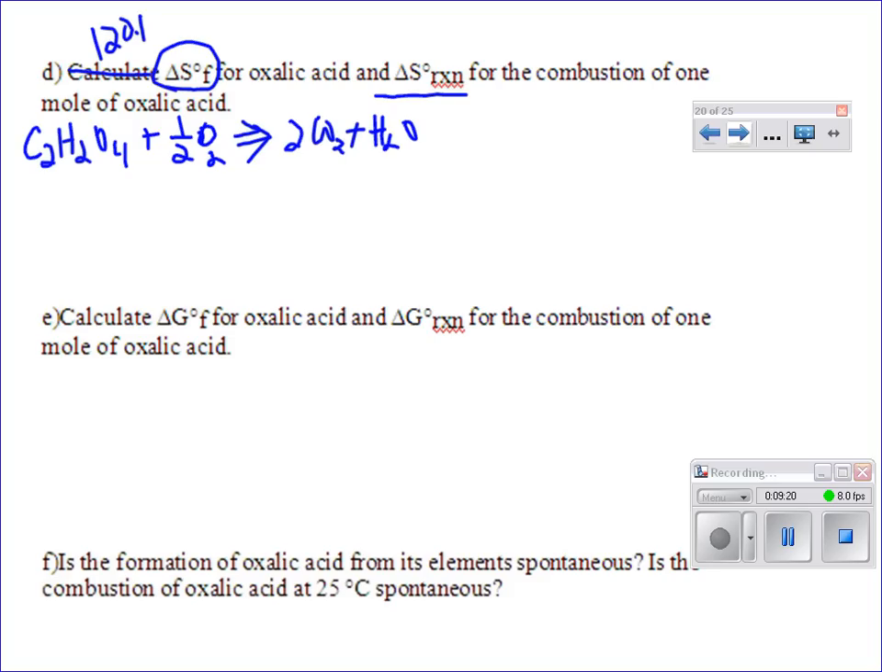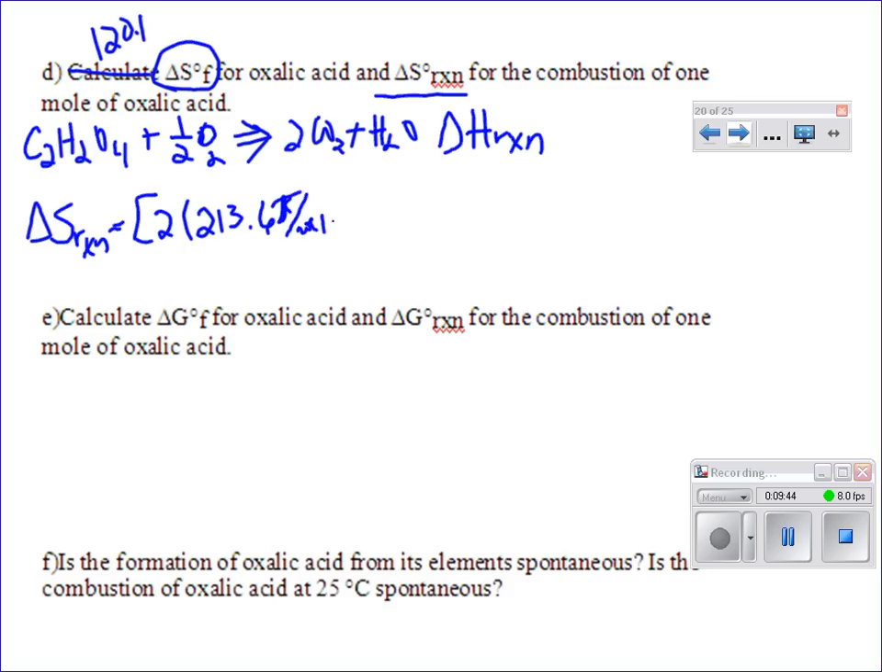Okay, so what we need is to find the overall delta S of this whole reaction. And we're going to use everything from the table. I've got all those numbers written down. Delta S of the reaction is equal to 2 times the CO2, which is 213.6. I'm going to write the units once. It's joules per mole Kelvin, plus 1 times 69.96.